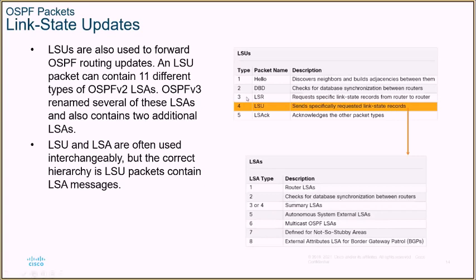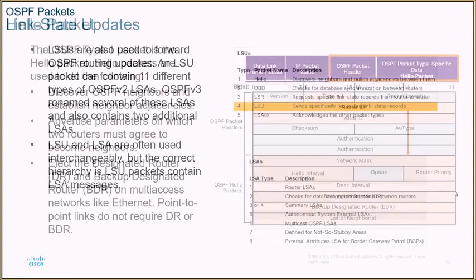As we said, the LSU was a type 4 packet, and there are actually 11 types of LSAs within that LSU. You've got router LSAs, you can check for database synchronization, you've got summary LSAs, autonomous system external LSAs, multicast OSPF LSAs, LSAs defined for not so stubby areas, and external attributes LSA for border gateway protocol, I'm assuming.